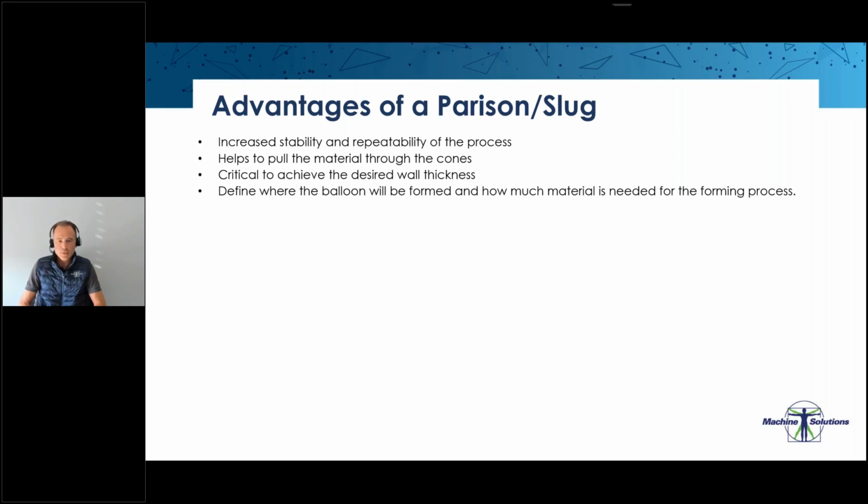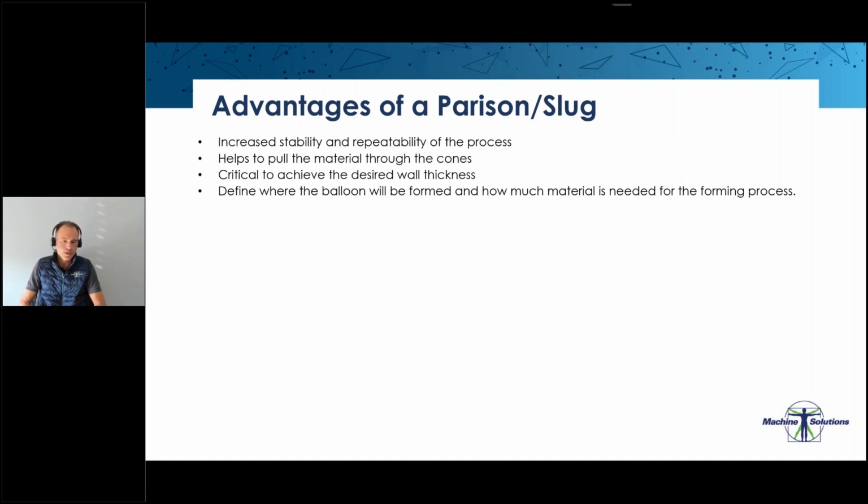With a parison, we define where the balloon will be formed and how much material is needed for the forming process. So with a parison, we have control over the process, and a parison increases the stability and repeatability of the process, which has an effect on the quality of the balloon.